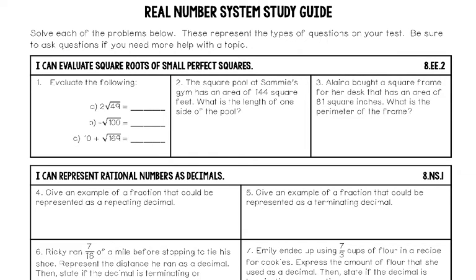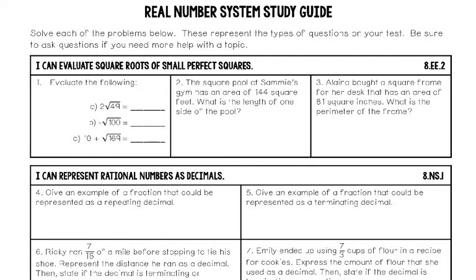And as I go through it, I'm just going to explain how I would do it. So the first thing we know how to do now is we can evaluate square roots of small perfect squares. That was our I can. This is our standard. This is what all Kentucky teachers have to teach for their 8th grade math classes. So this is 8th grade expressions and equations, lesson 2. So let's look at the first question. It says, evaluate the following, and you have all these square roots, but they each have an operation next to them. So let's look at A first.